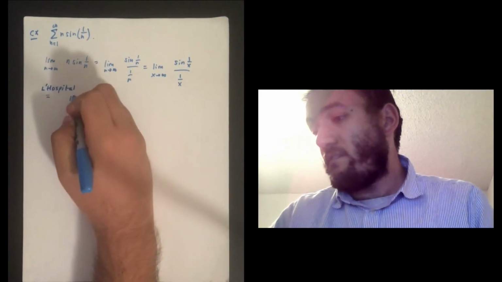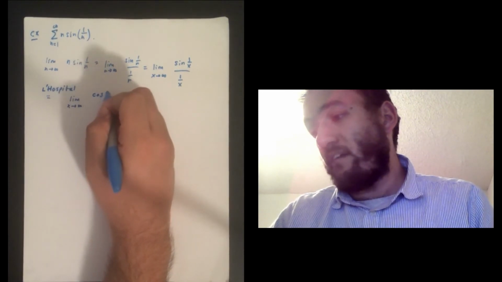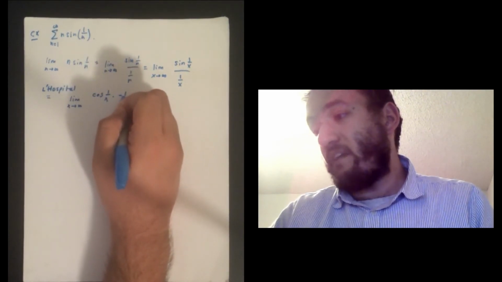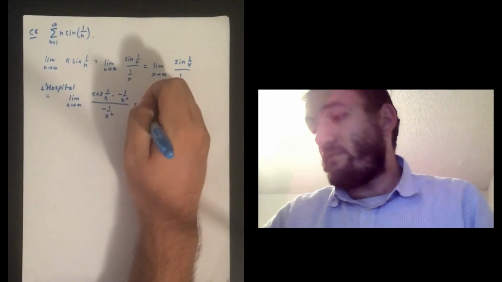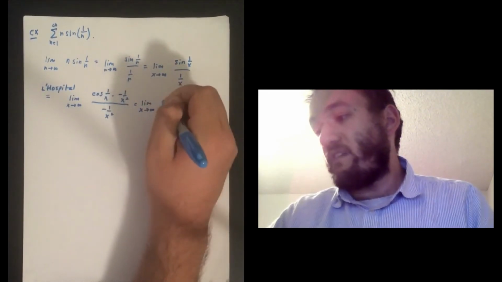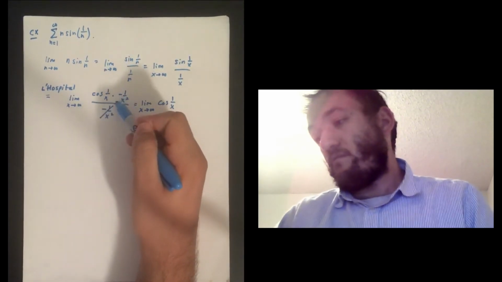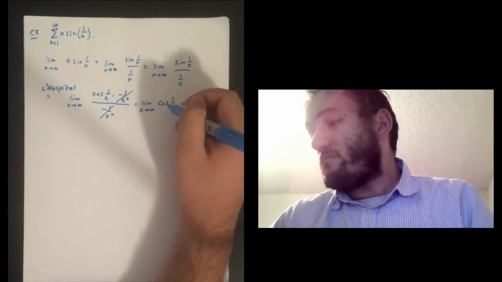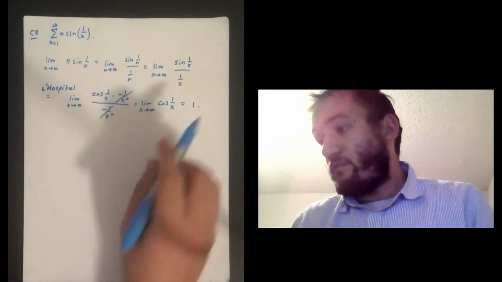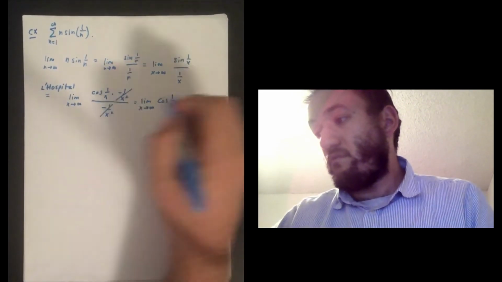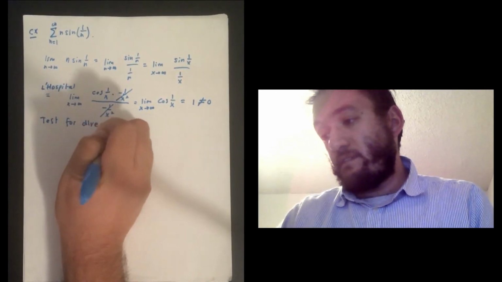is that this is the same as the limit as x goes to infinity of cosine 1 over x times minus 1 over x squared, divided by minus 1 over x squared. This is equal to the limit as x goes to infinity of cosine 1 over x, because you have cancellation here. And because this term is approaching 0, cosine of 0 is 1. So this is not equal to 0. So the test for divergence implies that the series diverges.